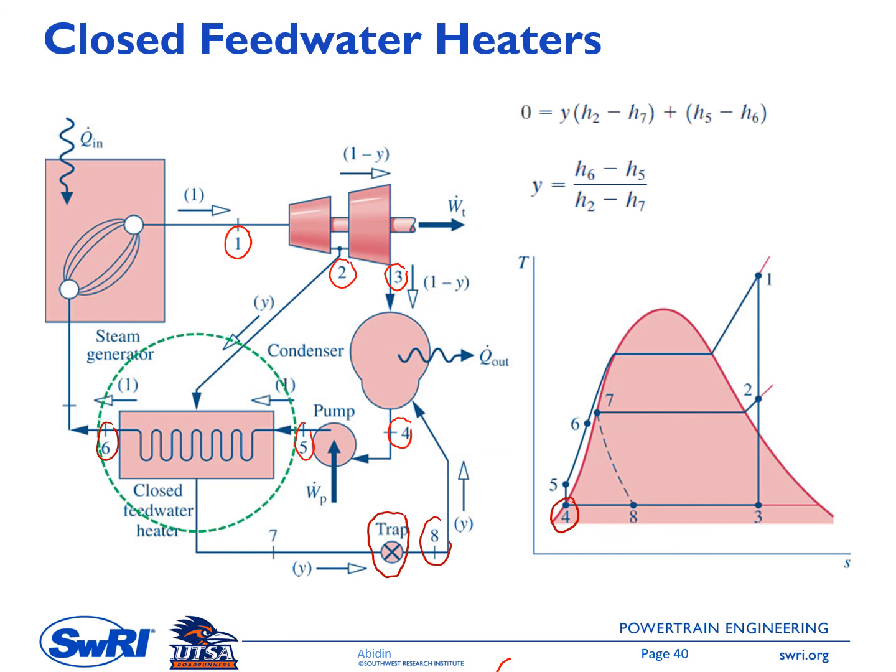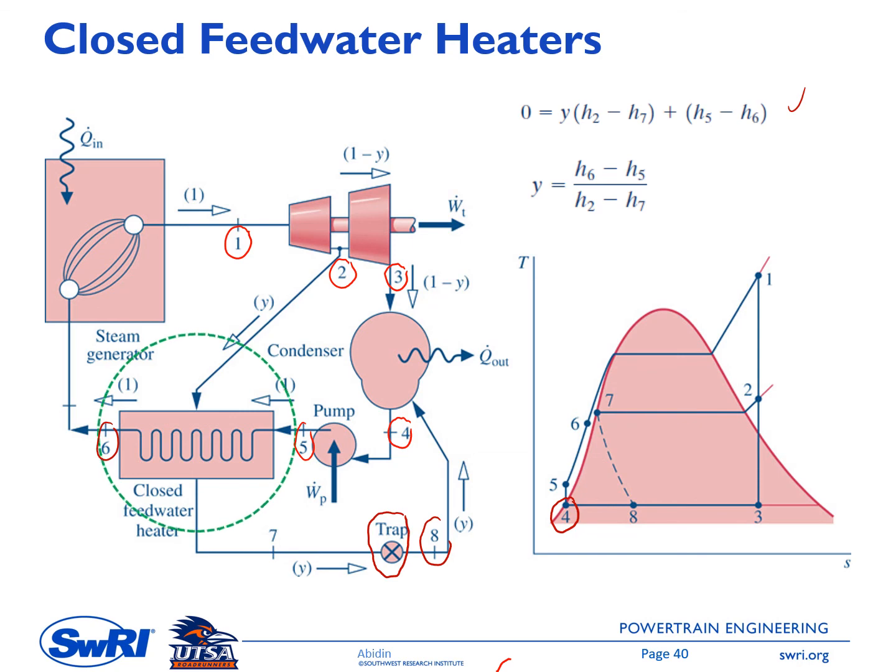And the TS diagram is on the right side there. And we have one process with the dash line. So this is the throttling process. So throttling process is always an irreversible process. So therefore we have a dash line here.